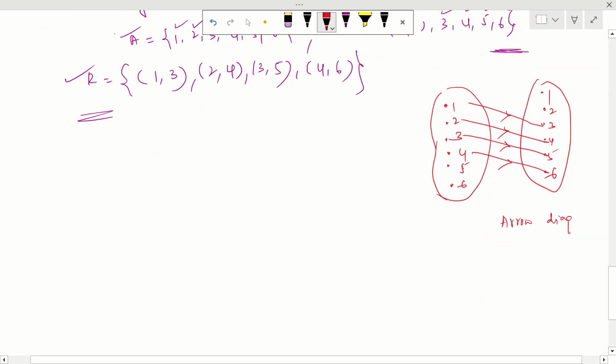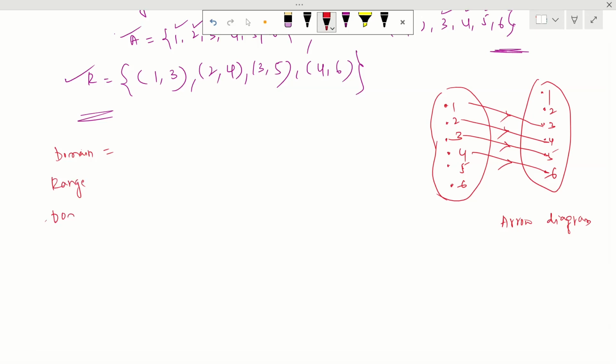Then find the domain, range and codomain of the relation R. As per the definition, domain means the first elements which are matching to the second set. Which values are matching? Only 1 2 3 4 are matching, so 1 2 3 4 is the domain of R. 5 and 6 have no relation, there is no arrow marking there.